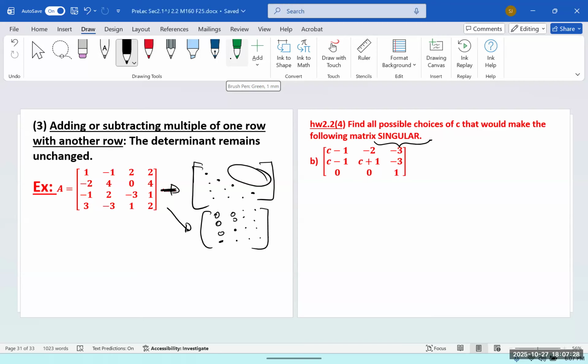You can have a matrix that is diagonal, not zeros, and the determinant is zero. So singular means the determinant is zero. Anytime you want to find whether a matrix is singular or not, just find the determinant. If the determinant is zero, it's singular. If it's not zero, then it's not singular.